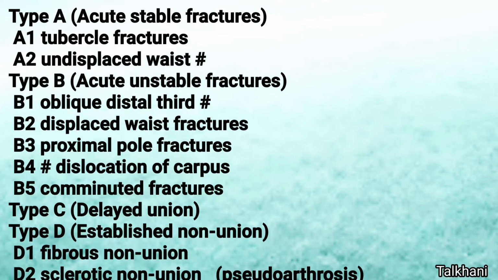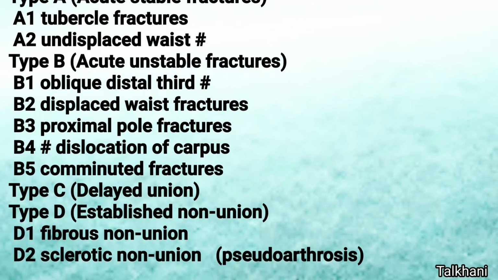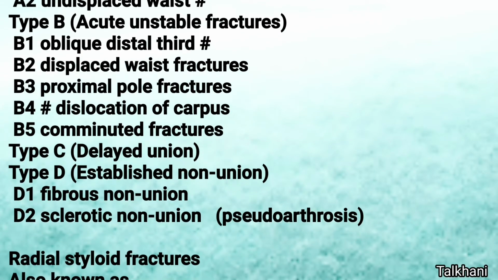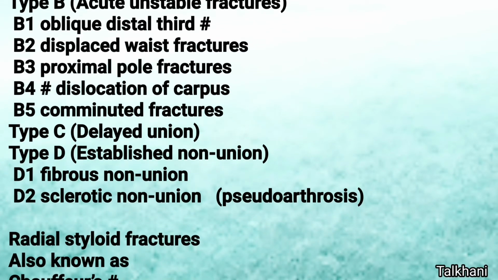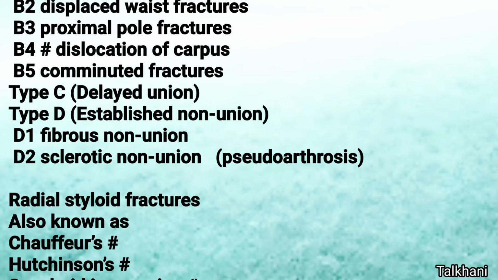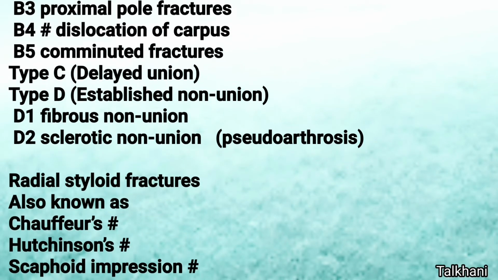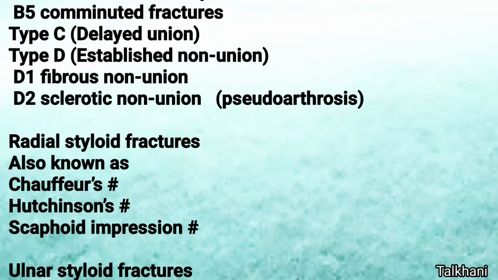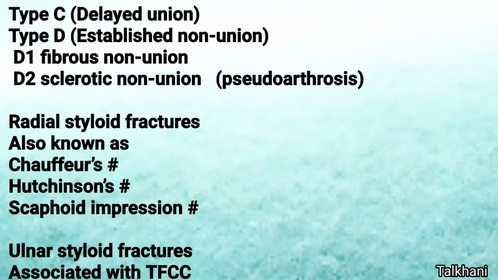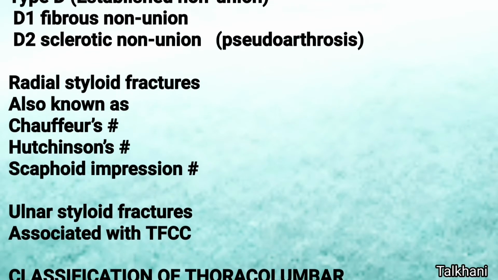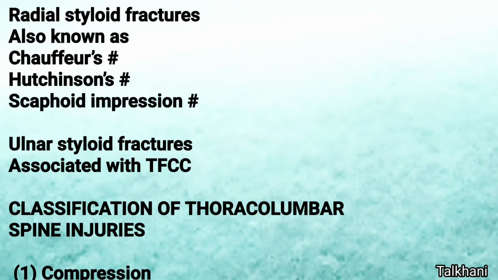Radial styloid fracture is also known as Chauffeur's fracture, Hutchinson's fracture, or scaphoid impression fracture. Ulnar styloid fractures are often associated with TFCC injuries. Classification of thoracolumbar spine injuries, 4 main groups. Number 1, compression. Number 2, burst. Number 3, seat belt or chance. Number 4, fracture dislocation.